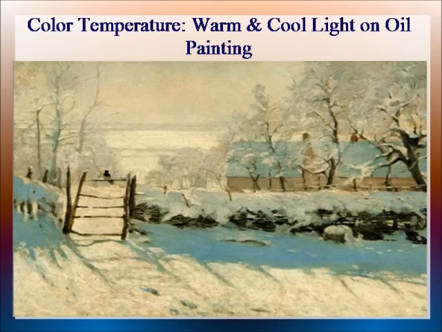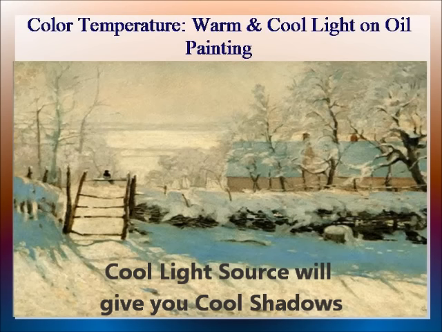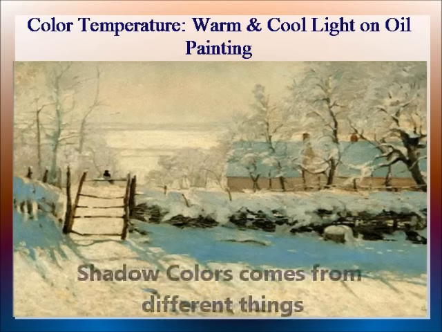But when you get indoors, especially when you're painting still lifes or models, there's normally one light source. And my point is, a warm light source will give you warm shadows, and a cool light source will still give you cooler shadows, cooler than what they would be if the light sources were reversed. Now, with cool light, your shadows might be warmer than the cool light, but they're still going to be cool. And shadow color comes from a bunch of things.